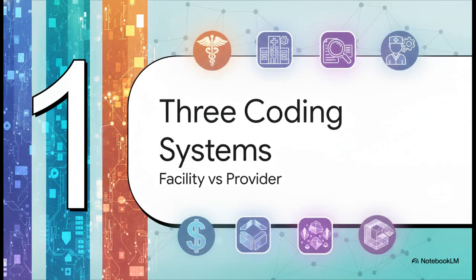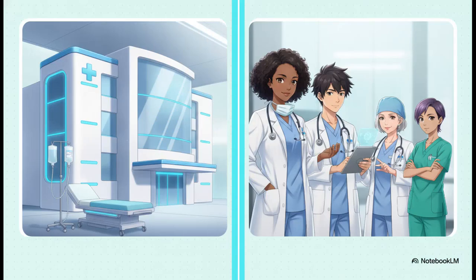Section 1. The three coding systems. Imagine you're lying in a hospital bed. Behind the scenes, there are actually two totally distinct financial engines running at the exact same time. First, the hospital facility itself is keeping track of its massive resource usage. Think the nursing staff, the bed, the surgical equipment, using a coding language called ICD-10-PCS.